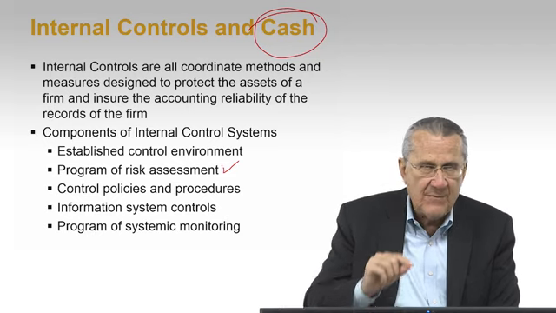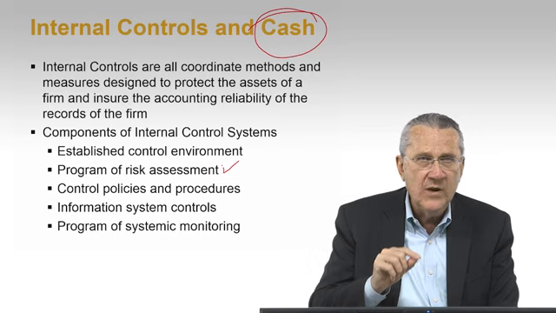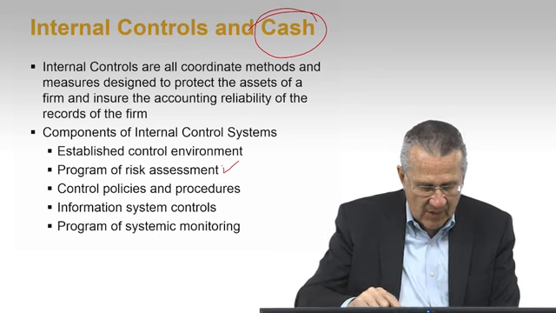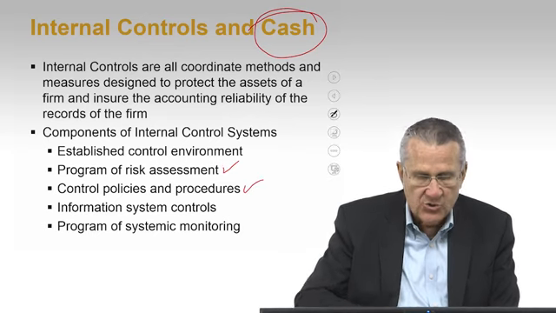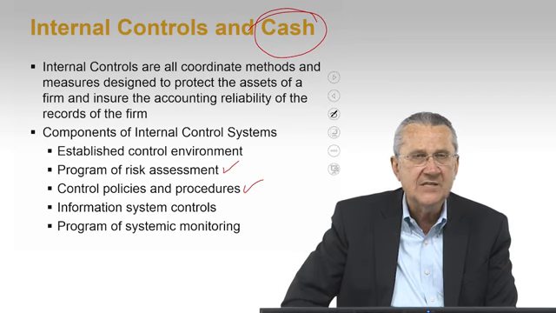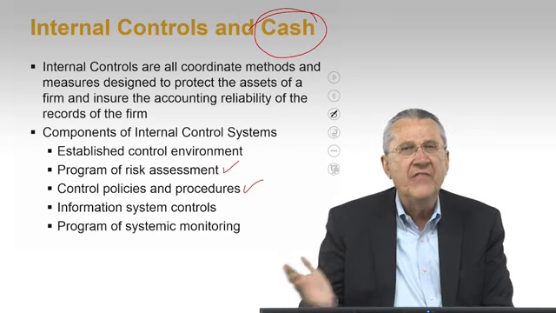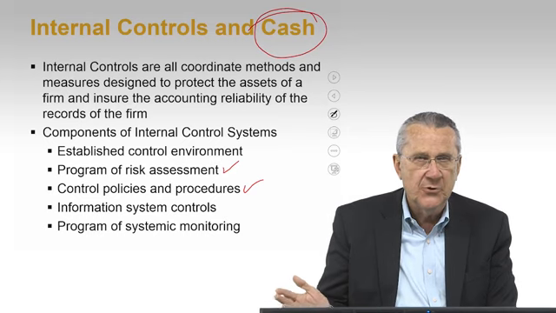So we need a program of risk assessment. What do we need to do in each of these individual cases? And then we want to see control policies and procedures in place. We want to see locks on the doors. We want to see a burglar alarm system. We want to see all of the things that one might do to protect assets.